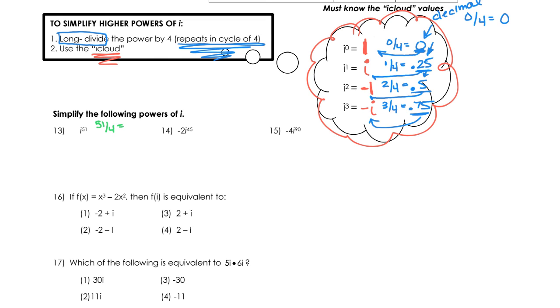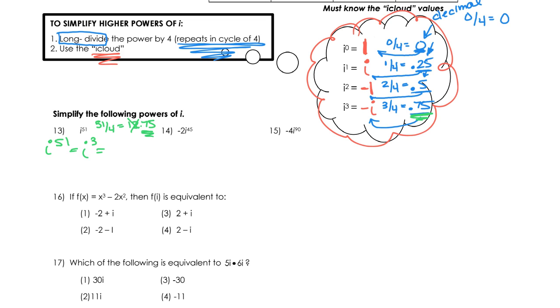In our calculator, that is 12.75. We actually don't care about how many times 4 goes into 51. We're only concerned about the decimal. So 51 divided by 4 is 12.75, but we don't care about the 12 part of it. We only care about the 0.75, the remainder part of it. So we go to our table and look at 0.75 in our little iCloud that we drew here, and we realize that i to the 51st would end up in that column that has i to the third in it.